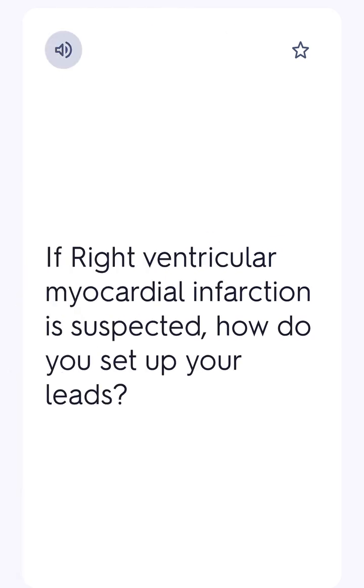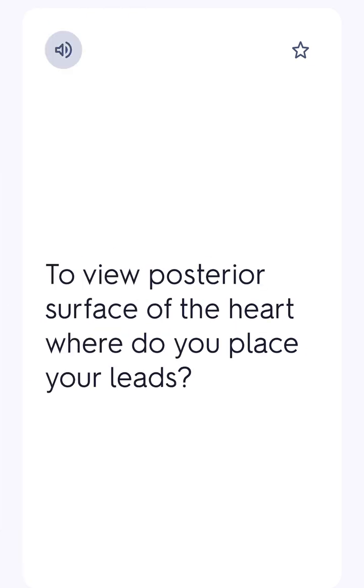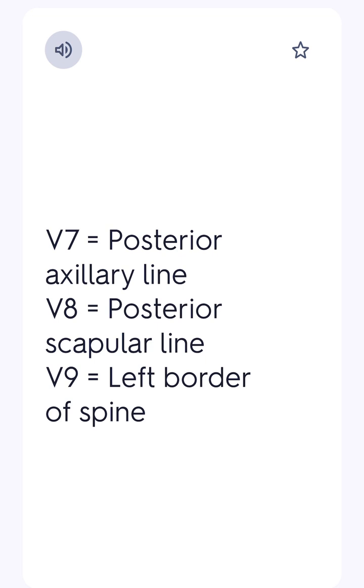If right ventricular myocardial infarction is suspected, how do you set up your leads? Same as on left, but on the right side of the chest. To view posterior surface of the heart, where do you place your leads? V7 equals posterior axillary line, V8 equals posterior scapular line, V9 equals left border of spine.